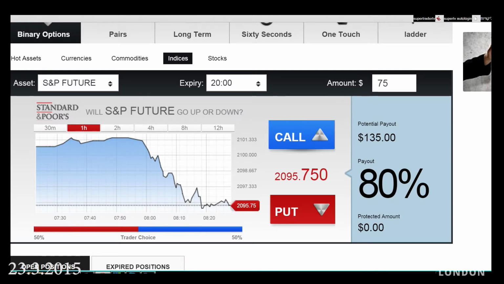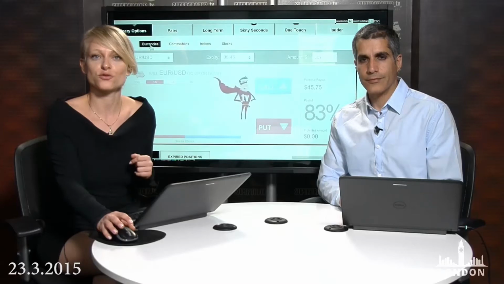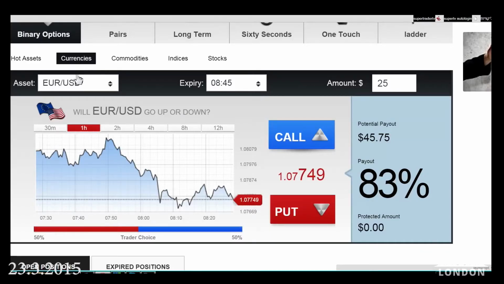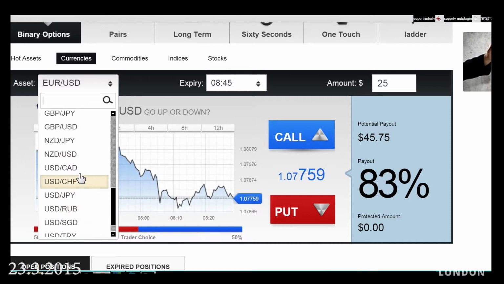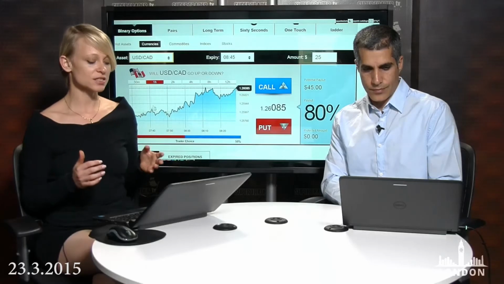So binary options, going back to currencies, choosing, of course, the asset from the assets list. And here it is, US dollar versus the Canadian dollar. I'm very curious to see what expiry you're going to choose. Okay, we are in binary option.